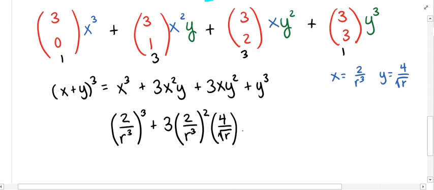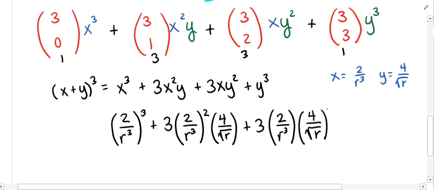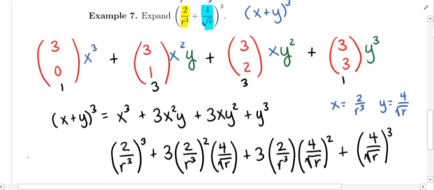Then we have to add 3 times x. x is 2 over r cubed. We've got to multiply that by y squared. y is 4 over the square root of r, squared. So this is y squared. And then we have to add as our last term, y, and then cube it. So this is going to be our expansion for the binomial that we're looking for: 2 over r cubed plus 4 over the square root of r, all cubed. This is how it gets expanded.